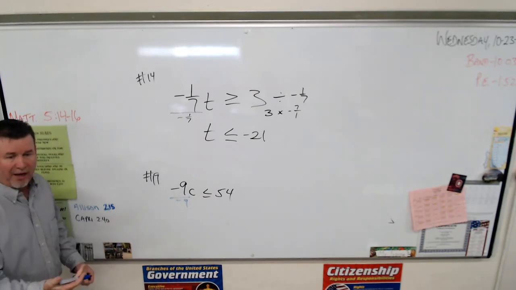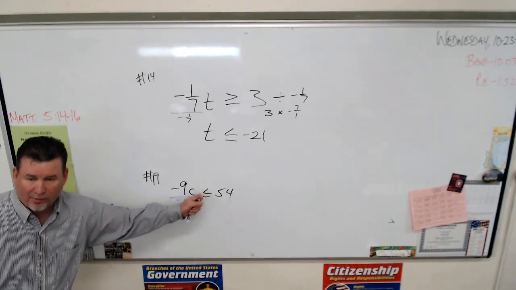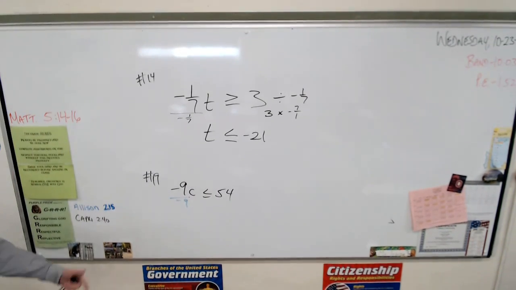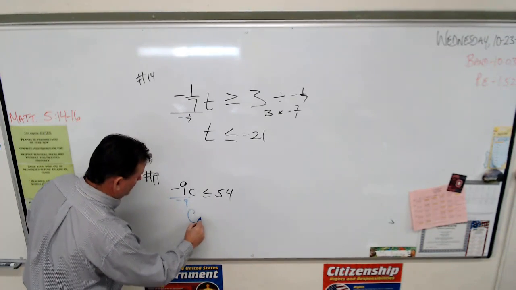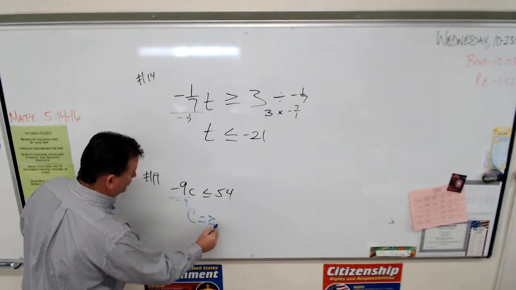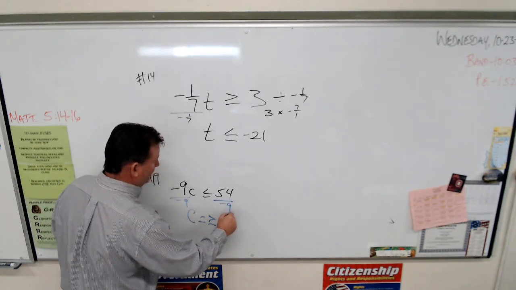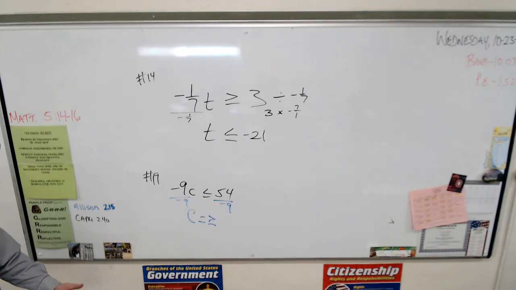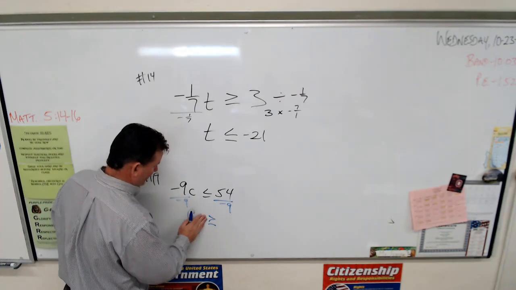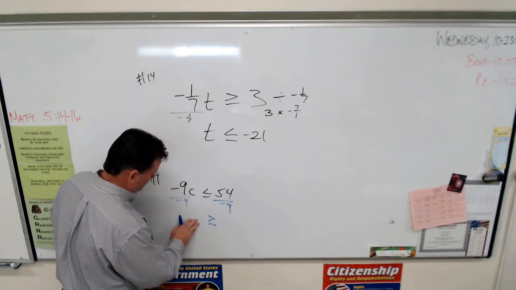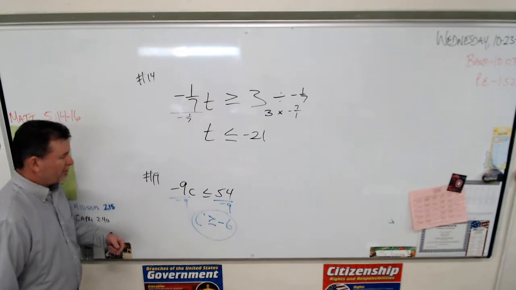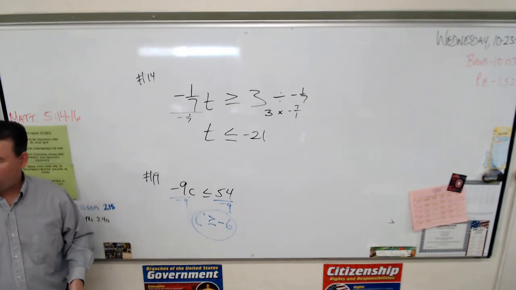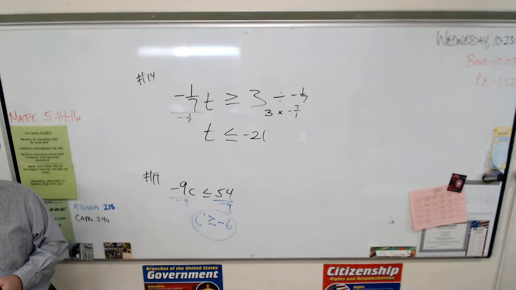If I'm dividing by a negative, what do I do with the sign, Rachel? Since I'm dividing by an opposite, I switch it. That leaves me with c over here, greater than or equal to 54 divided by negative 9, which is negative 6. I just wrote an equal sign. C is greater than or equal to negative 6. Yes. Well, after this, we need 21.